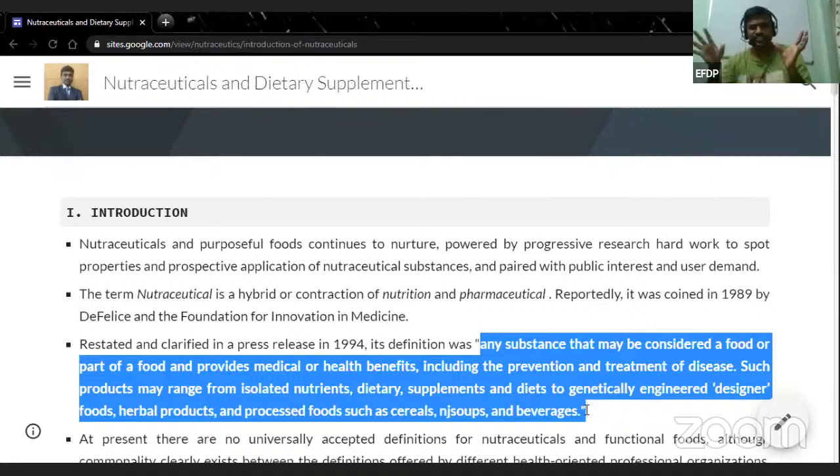First, what did we see? Any substance that may be considered as a food. Any substance, मतलब लकड़ी विकड़ी कुछ नहीं होगा. It is nothing but any substance that is considered a food or part of food. Yes, egg, milk, beans, almond, quite, fish, okay. But as such we are not using.